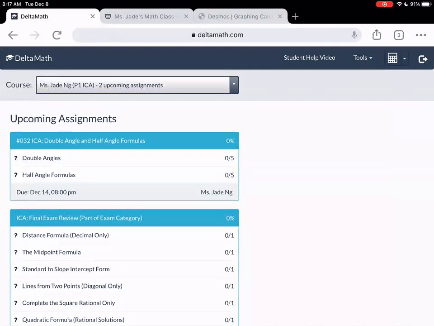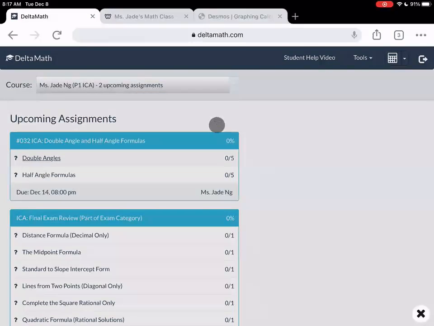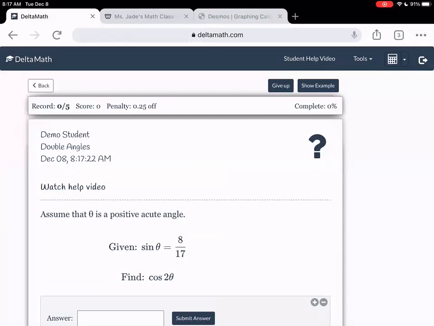So that's the double angles. Let's click on the double angles. Okay, assume that theta is a positive acute angle. Given sine of theta is 8/17, find cosine of 2 theta. So let me screenshot this.